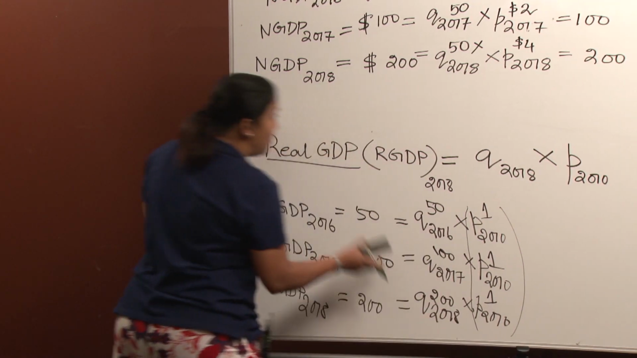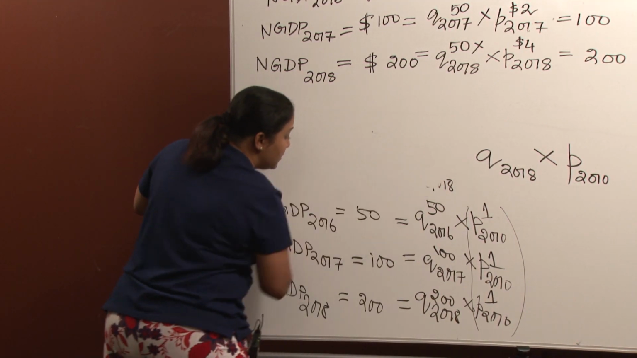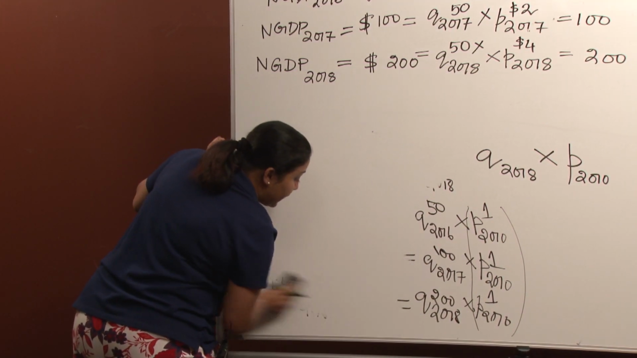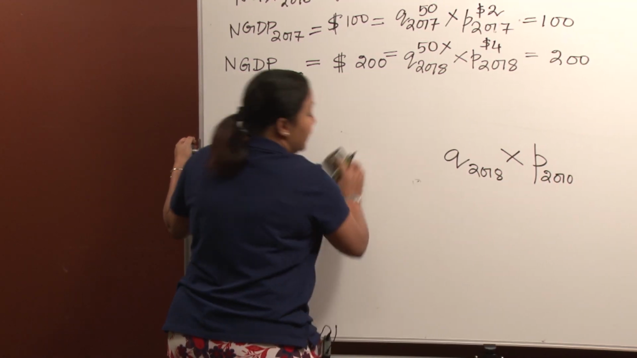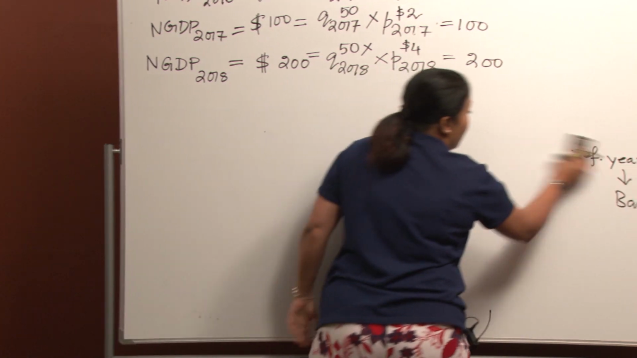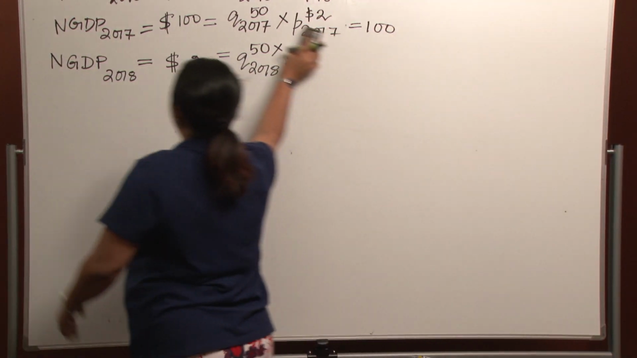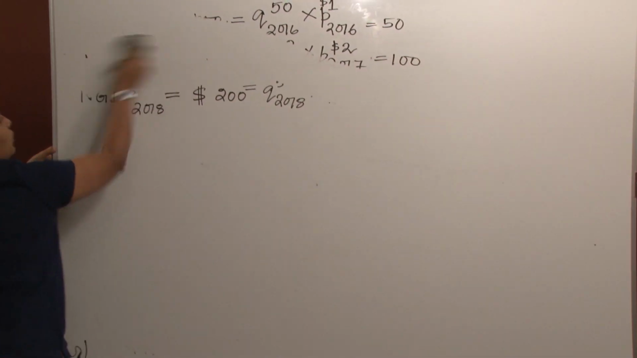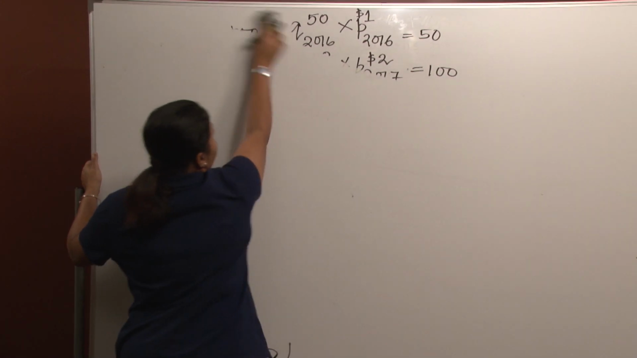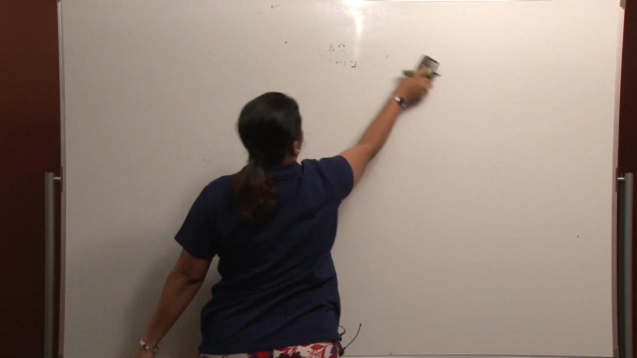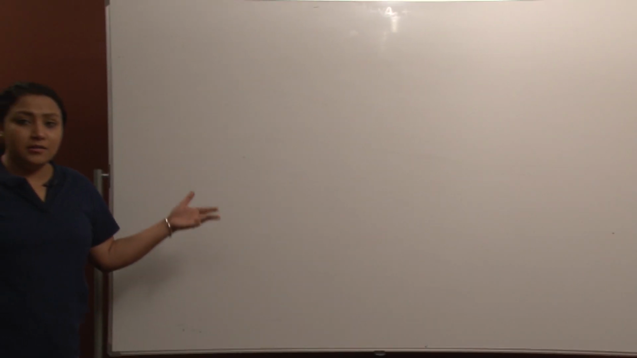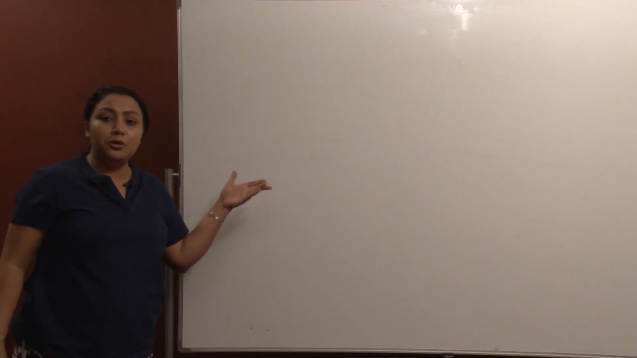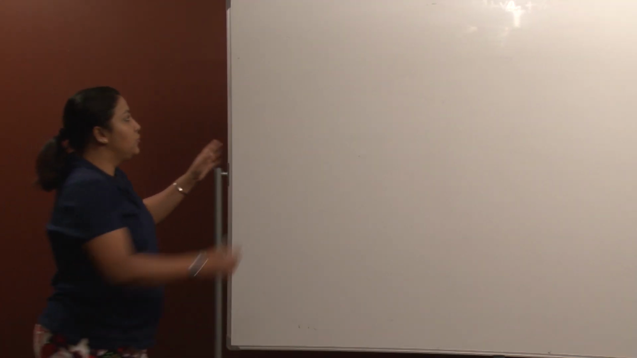So you really need to memorize the formulae for calculating the nominal GDP, the real GDP, and the percentage change in real GDP. I will put those here on the board for you. So you need to memorize these formulae for nominal GDP, real GDP, and percentage change in real GDP.